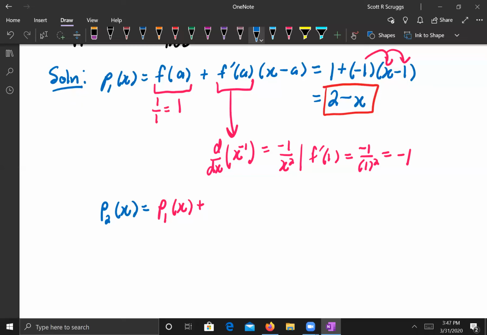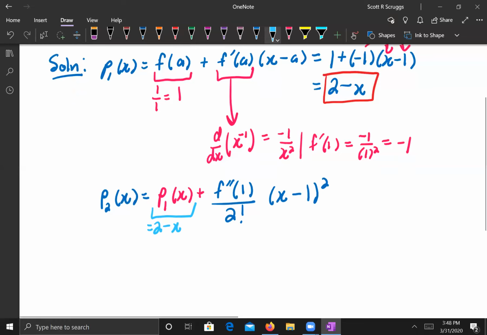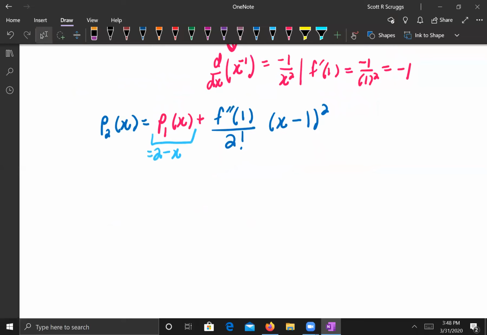So I claim, Anthony, that the second half of the answer, the two will go away after simplifying, and let's see why. Second derivative at a over 2 factorial, which is just 2, x minus a, and since a is 1, I'm going to replace a with a 1. That we already know from our first order Taylor polynomial. We know that that's 2 minus x, which means we need to calculate that guy.